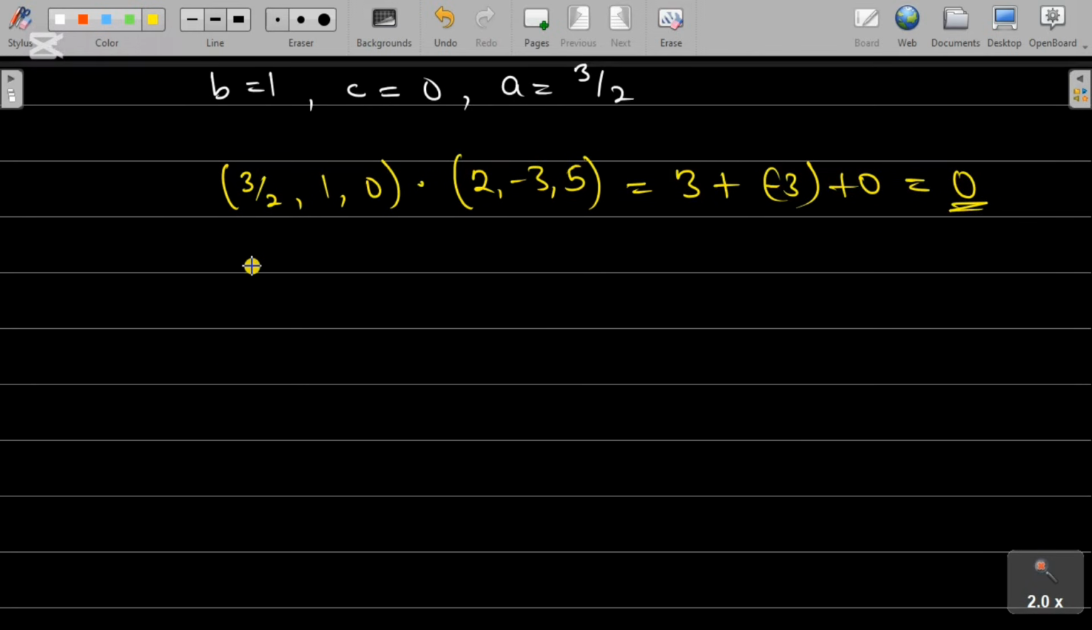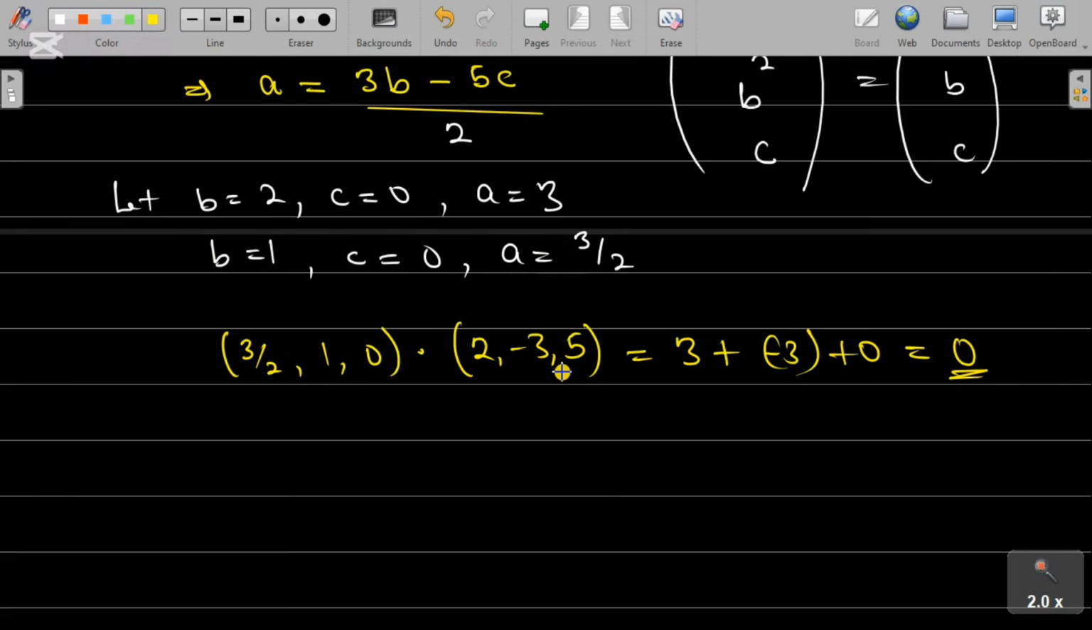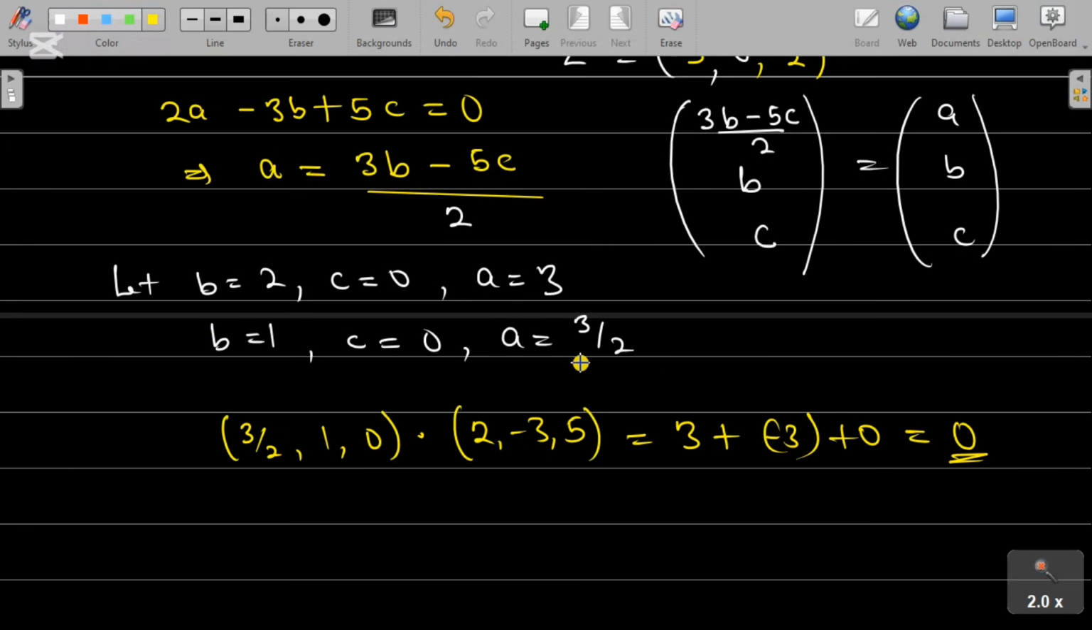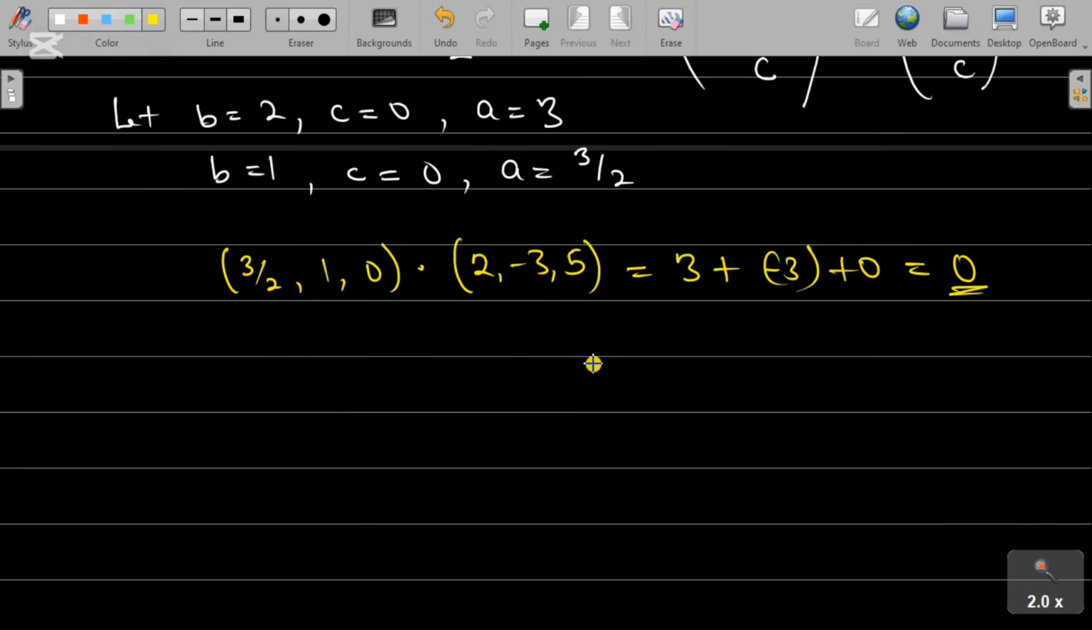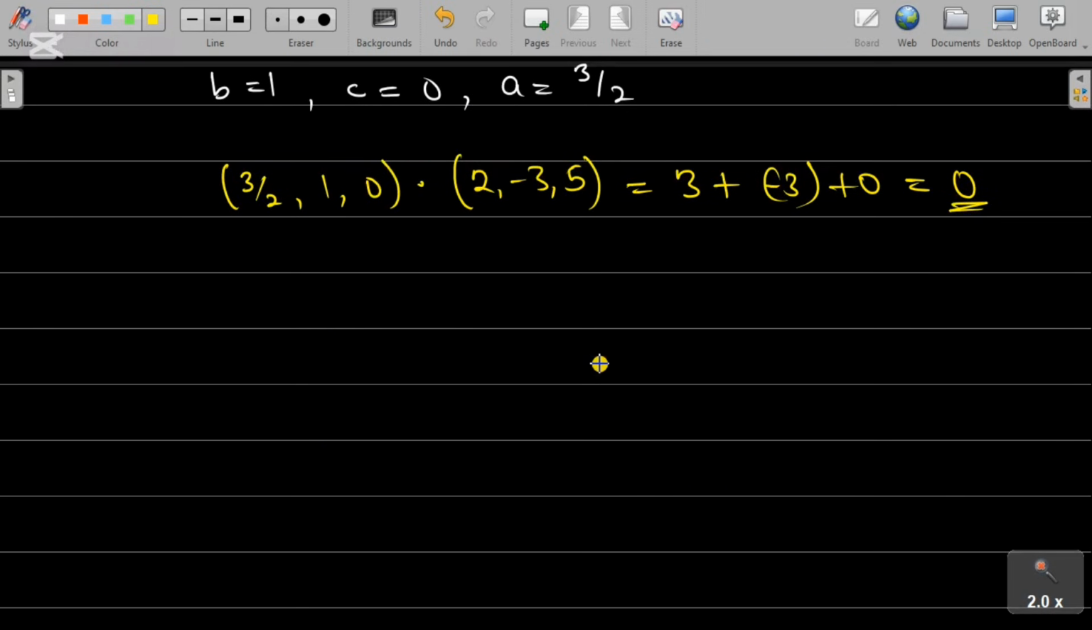Like I said, just give any value to B and C, and you will get a value for your A. So you don't necessarily have to have the same values. You can get millions of values here, infinitely. Okay, so it's an infinite set. Let's move on to the next one, which is C.